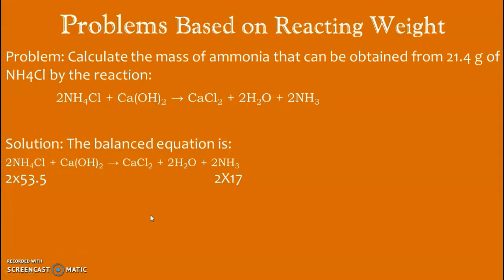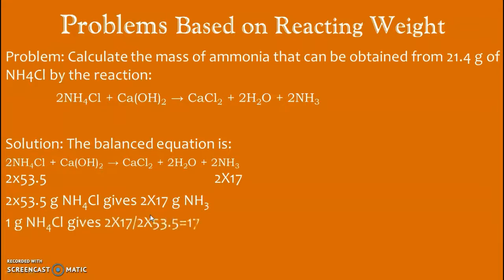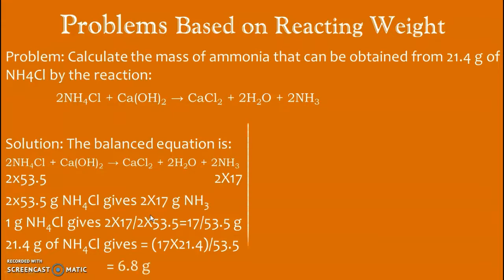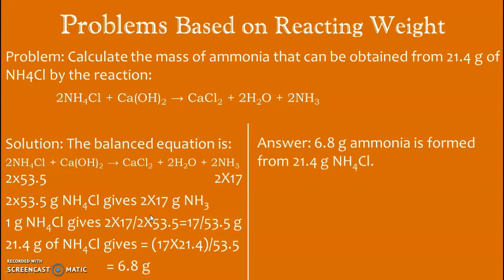Now from this we get the information that 2 into 53.5 gram of ammonium chloride produces 2 into 17 gram of ammonia. So our question is, how much ammonia is formed from 21.4 gram? So 1 gram of ammonium chloride gives 2 into 17 divided by 2 into 53.5, that is 17 by 53.5 gram of ammonia. So 21.4 gram of ammonium chloride gives 17 into 21.4 divided by 53.5 gram. That can be calculated as 6.8 gram. So the answer is, the amount of ammonia obtained in this reaction is 6.8 gram.